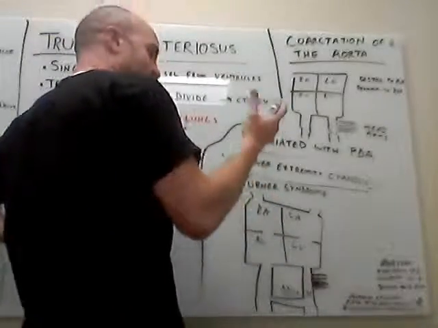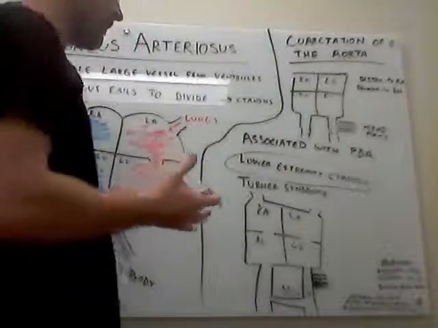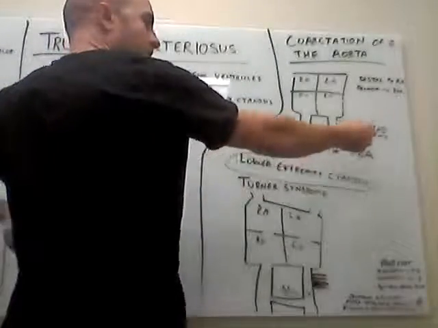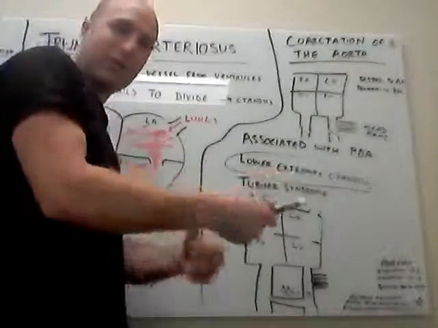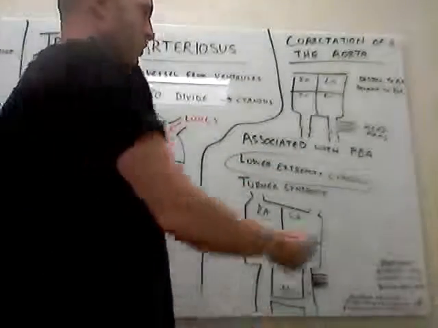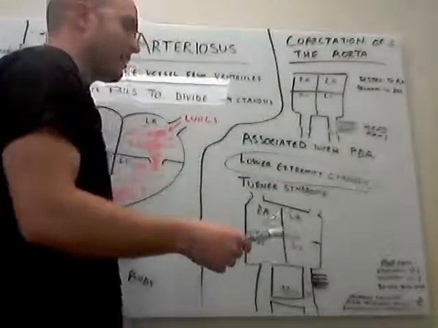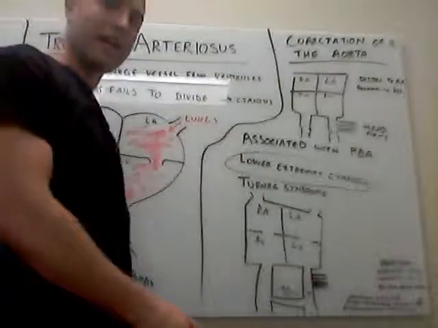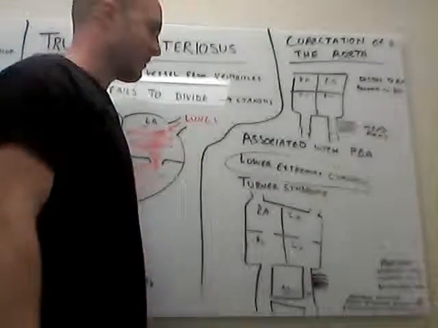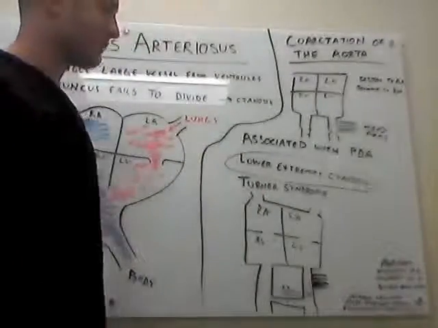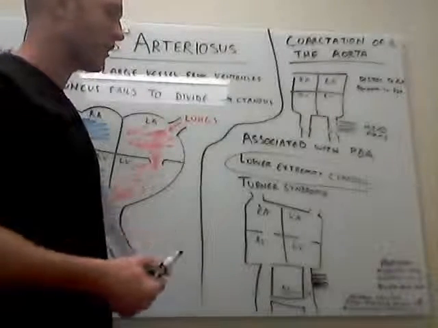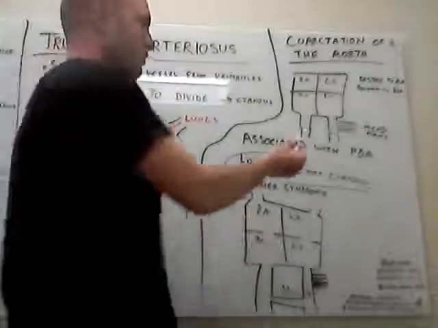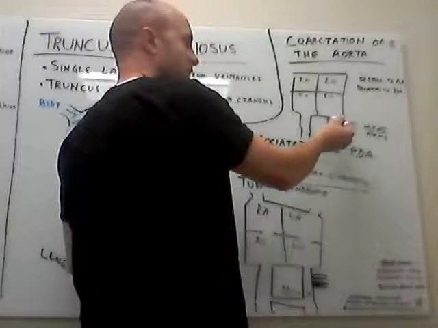And so what happens in the adult form is that, of course, you're going to get hypertension of the upper extremity. So you check your blood pressure on your arm, it's going to be super high, but if you were to check it on your foot, it'd be really low. So hypertension of the upper extremities with hypotension of the lower extremities. You're also going to see that a lot of times it's going to be associated with a bicuspid aortic valve. So you look at this aortic valve, you're going to see this valve is going to be bicuspid.